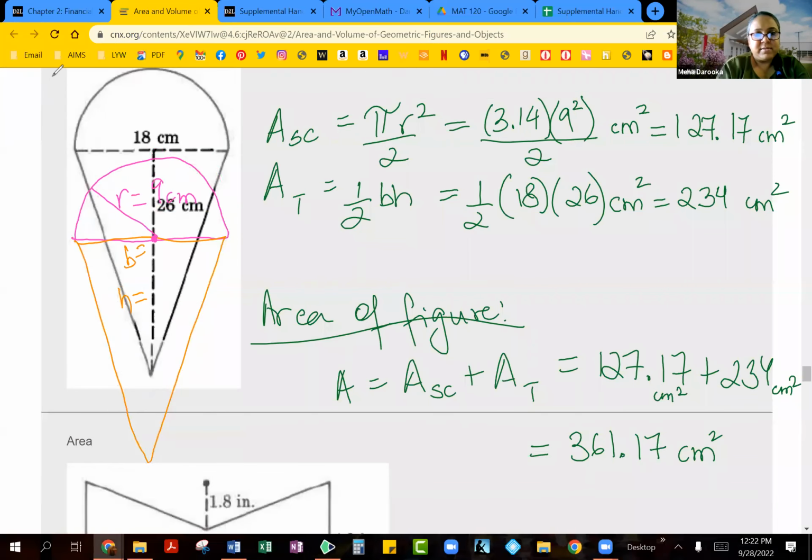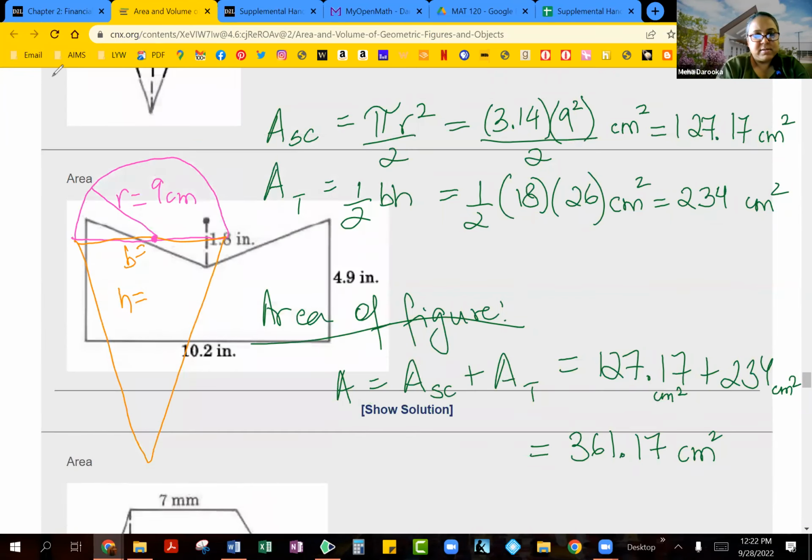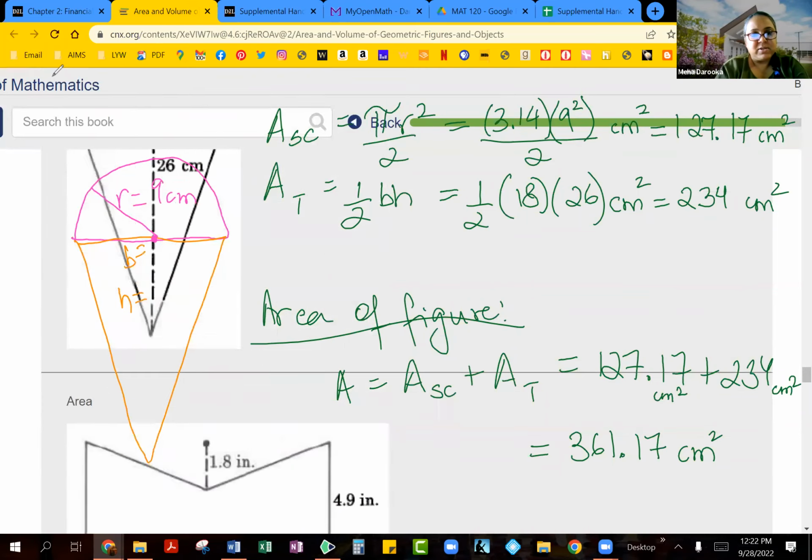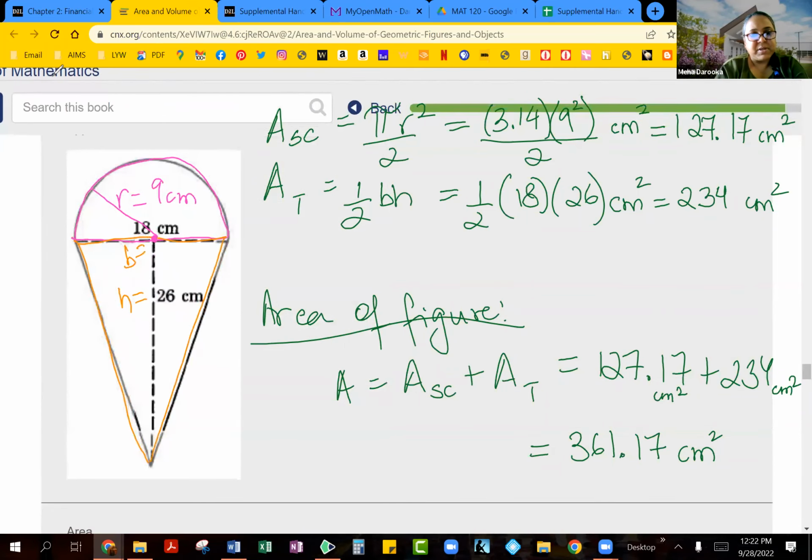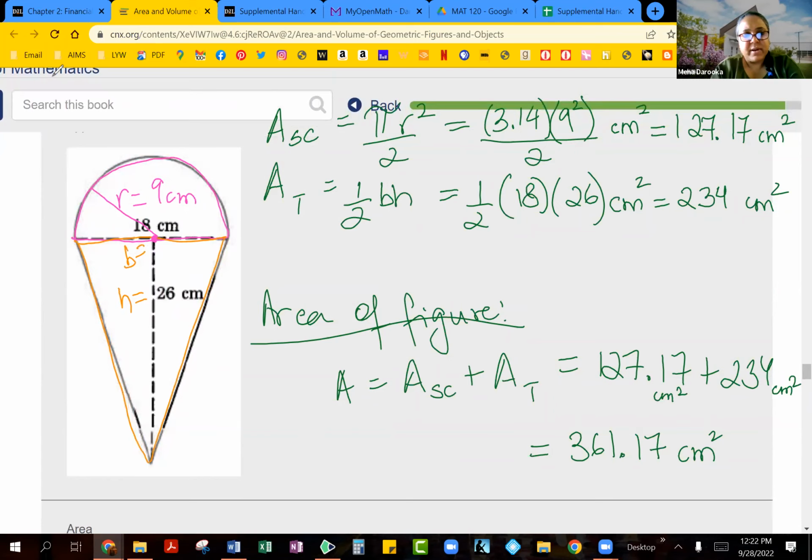Okay, looks like they didn't share the answer with us on this, but that's okay, because we know this answer is correct. Anybody have questions on this example here, guys?